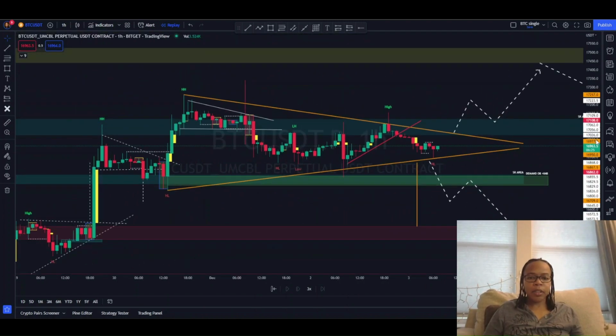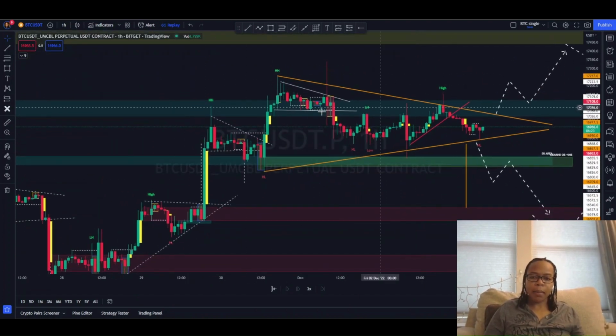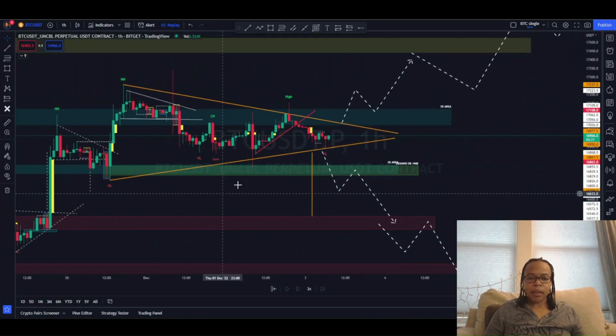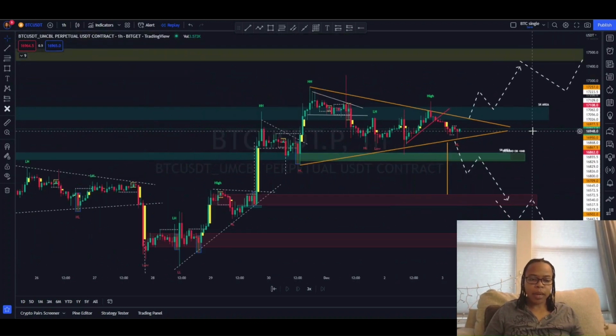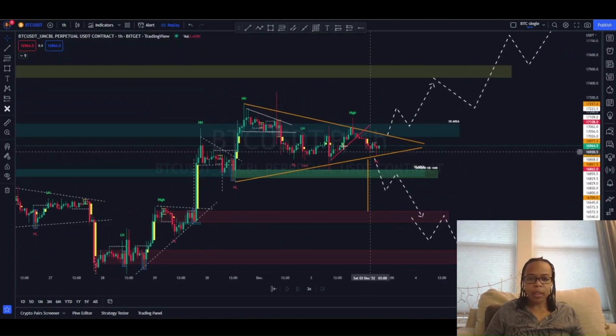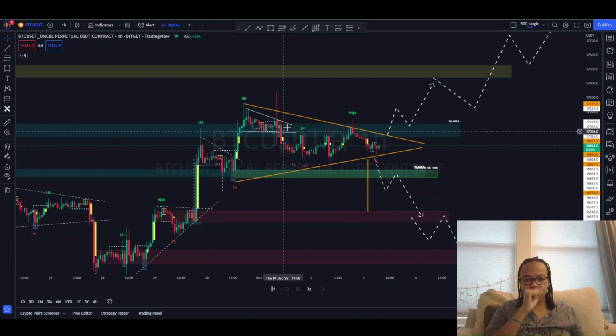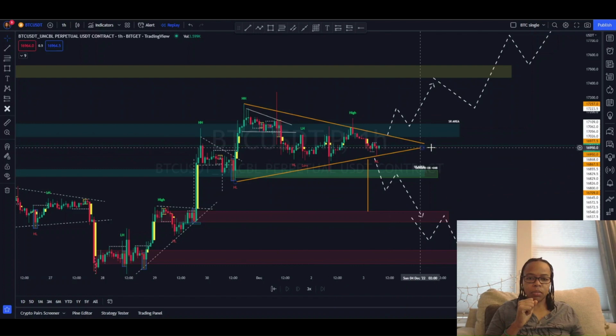But it's far easier for me to get a better view of what's happening from the higher time frames than looking at the lower time frames, because it's just so much noise. Because look at the 1 hour, right? Let me take that out. We're obviously just trading sideways, right?